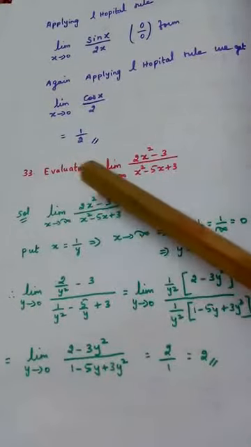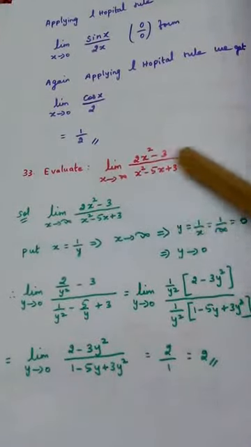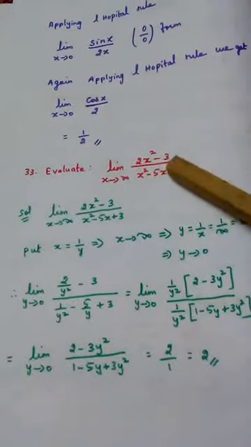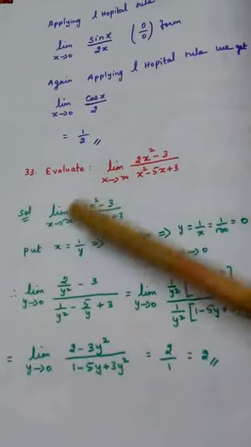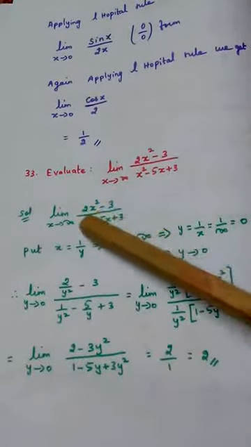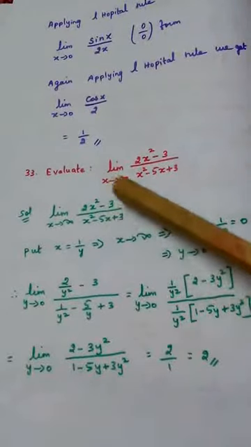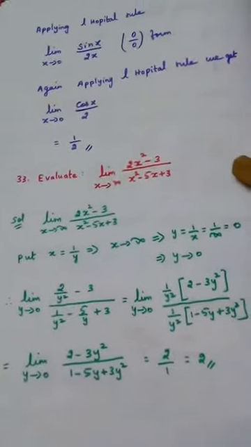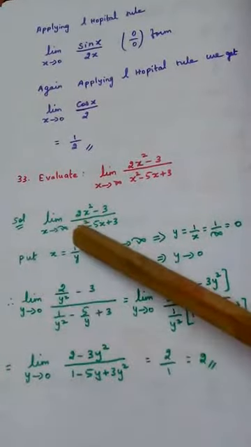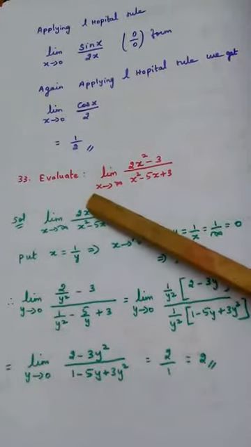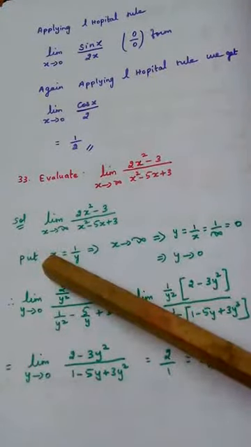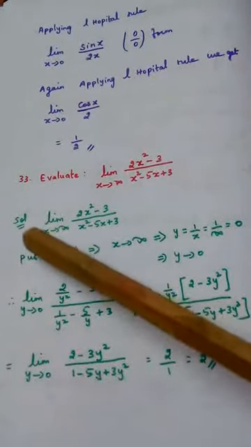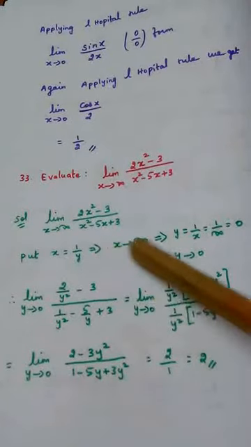Question number 33. Evaluate limit x goes to infinity. Some function is given here. So the question is written once again. If I apply infinity directly, again numerator becomes infinity, denominator becomes infinity, right? Infinity by infinity form comes. We will try to solve this sum in another way, that is by putting x equal to 1 by y. Since x is present here, we are giving a symbol for x as 1 by y. It is clearly given that the limit for x is infinity.